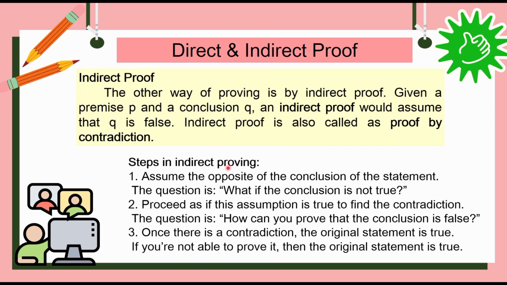The first one, assume the opposite of the conclusion of the statement. So, contradiction. The question is, what if the conclusion is not true? And then the second step, proceed as if this assumption is true to find the contradiction. So the question is, how can you prove that the conclusion is false? And then the last step, once there is a contradiction, the original statement is true. If you're not able to prove it, then the original statement is true. So we will apply that all on our given examples later.